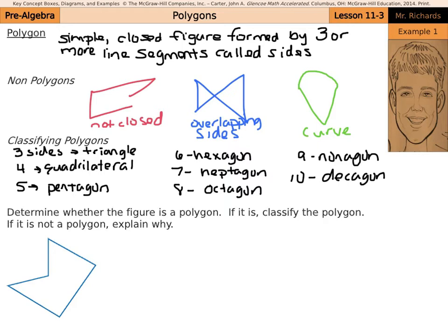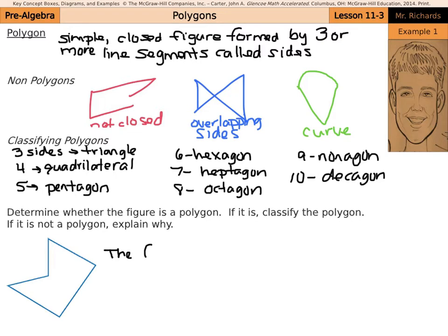Now, in our first example, determine whether the figure is a polygon. If it is, classify the polygon. If it is not a polygon, explain why. Well, let's go back to our definition: a simple closed figure formed by 3 or more line segments. Well, I have 1, 2, 3, 4, 5. It is closed. And so let's go through our non-polygons. Well, not closed, that doesn't fit. Overlapping sides, I don't have any overlapping sides. And there's no curve involved, so it fits the definition of a polygon and doesn't hit any of our non-polygon things, so it is a polygon.